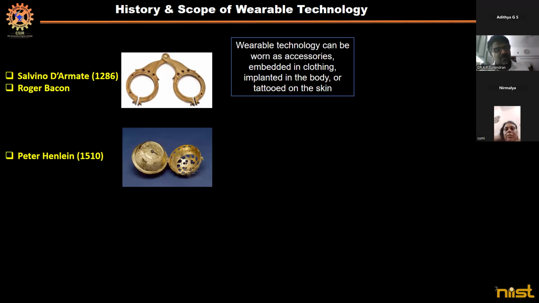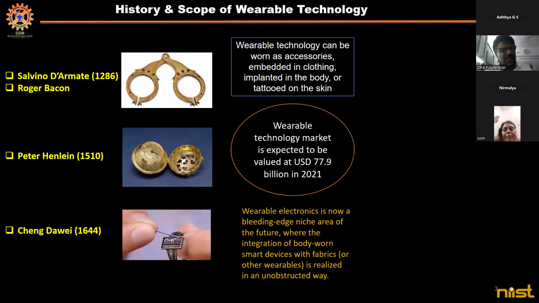This is the first portable watch, but this innovation happened neither in the UK nor in Italy, but in Nuremberg, a place in current Germany. The gentleman's name is Peter Heinlein. And then there are many others, like the wearable calculator. Many wearable technologies emerged over the period of time. Wearable technologies are going to have a huge market, with billions of dollars.